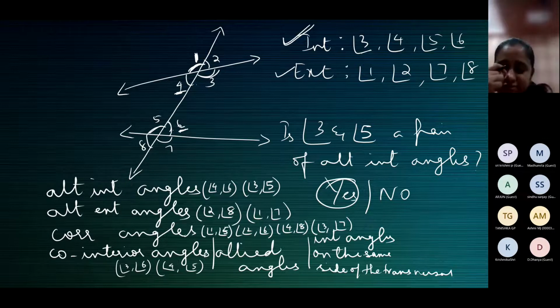So the property is, if the lines are not parallel, there are alternate angles, but they're not equal. There are corresponding angles, but they're not equal. There are co-interior angles, but they are not supplementary. If the lines are parallel, alternate angles are equal, corresponding angles are equal, allied angles are supplementary. When you add them, they'll equal 180.